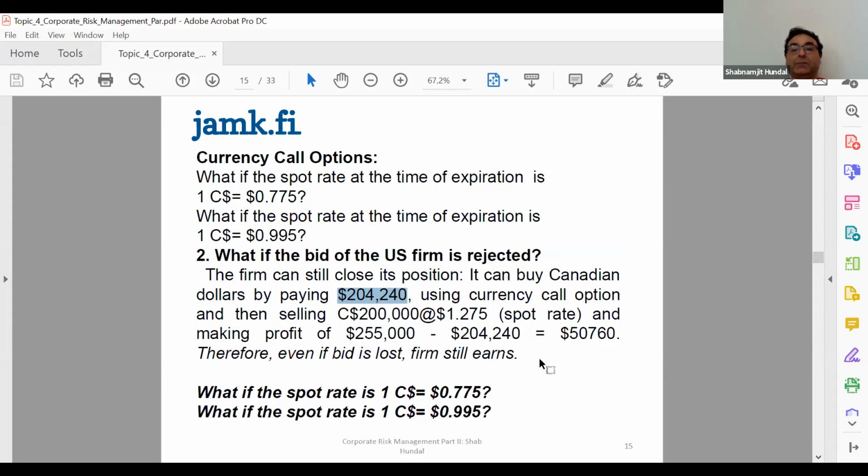And then, because the market price is 1.275, you can sell them in the market and earn 50,760 American dollars. So even though you have a heartbreak by losing the bid, you can console yourself by earning something from the market. So this is why it's not just for the hedging purpose, but it can also be used for some speculative gains. So you may have some speculative gains as well in the call option situation.